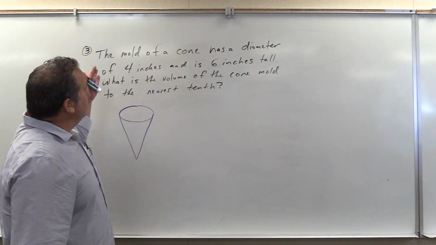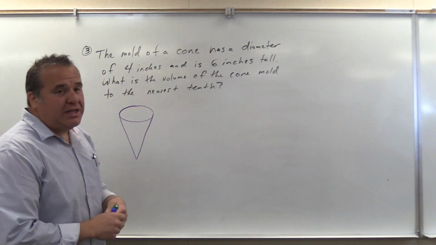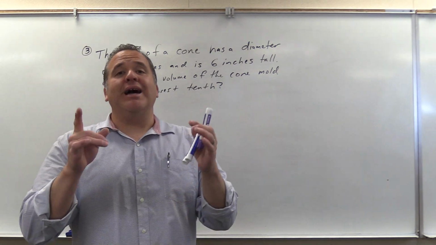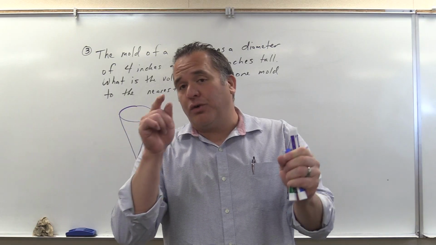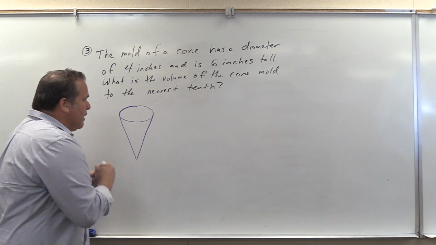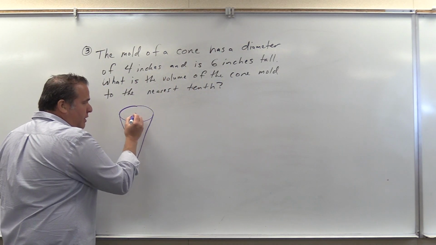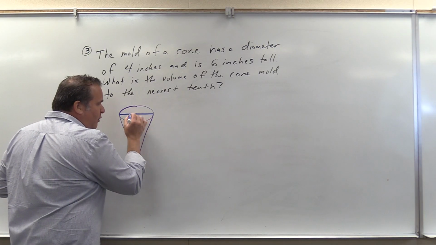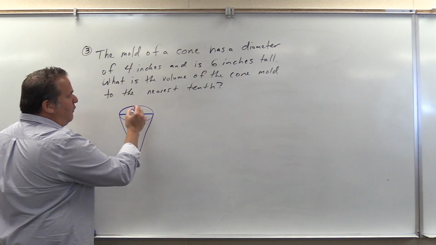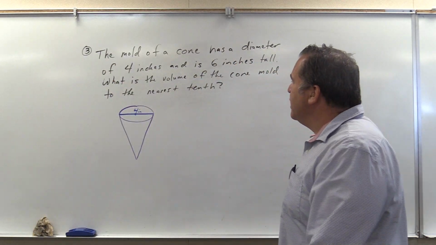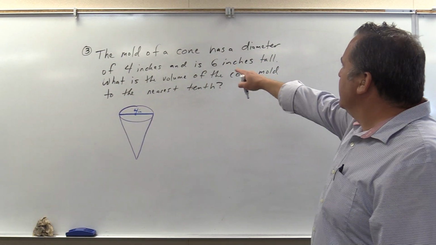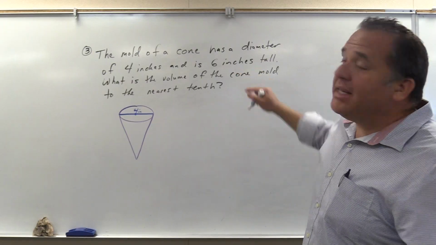It says the mold of a cone has a diameter of 4 inches. Now remember what diameter means. Diameter is the distance from one side of the circle to the other going through the center. So here's the center of the circle. The diameter is going to go straight across this way, and that's 4 inches. Then it also says that it is 6 inches tall.